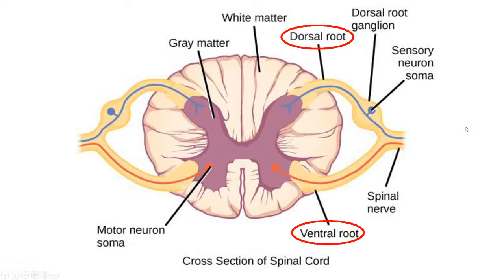One more thing to remember, I know we've said it, but the posterior horn is smaller than the ventral horn because the somas of the sensory neurons are out here in the dorsal root ganglion. There are a few interneurons, and their somas would be in here in the posterior horn. The ventral horn has somas for the motor neurons, and so that's why it's enlarged. That's why it's big.